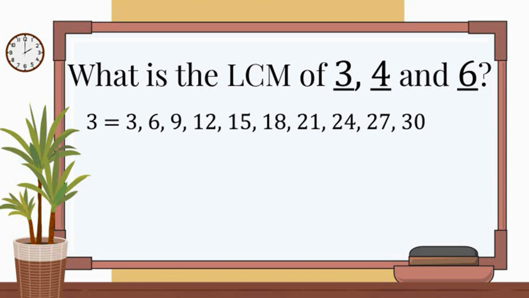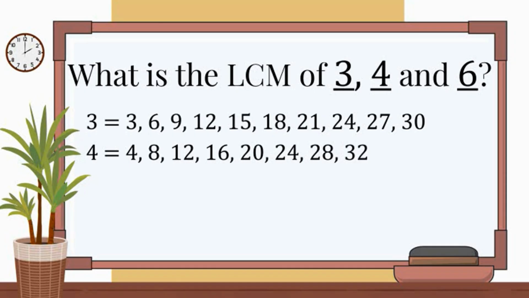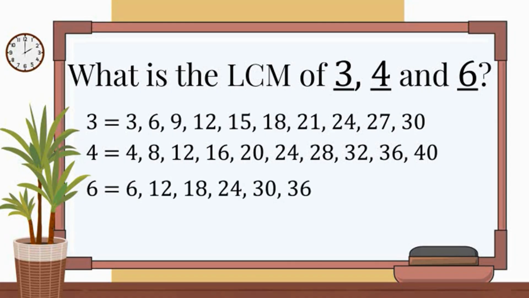Next, the multiples of 4. 4, 8, 12, 16, 20, 24, 28, 32, 36, and 40. Finally, the multiples of 6 are 6, 12, 18, 24, 30, 36, 42, 48, 54, and 60.